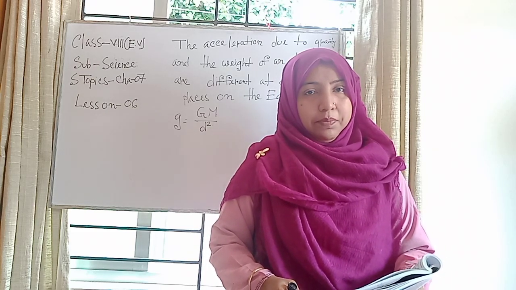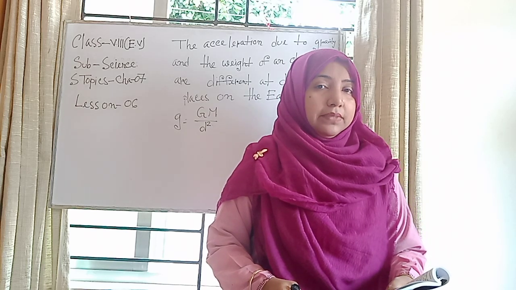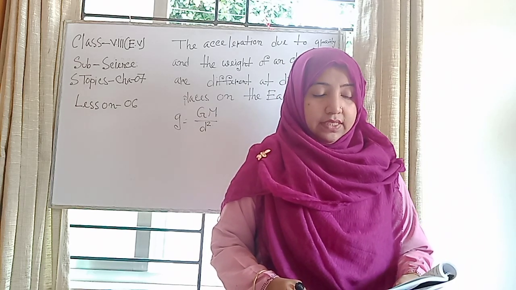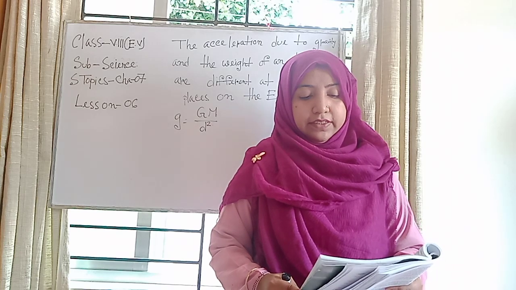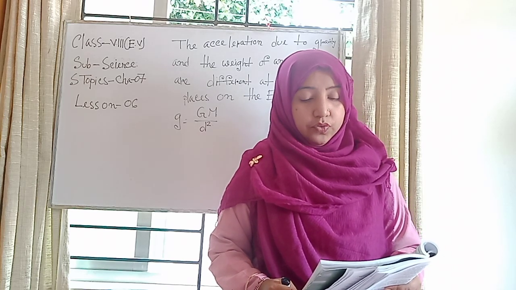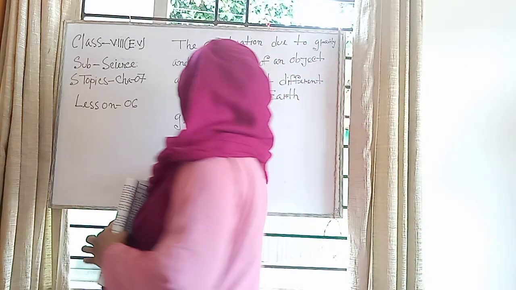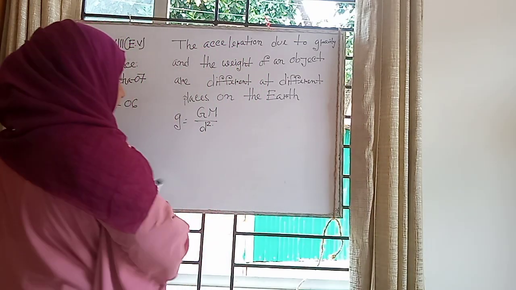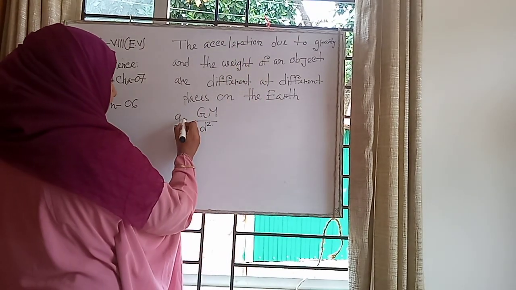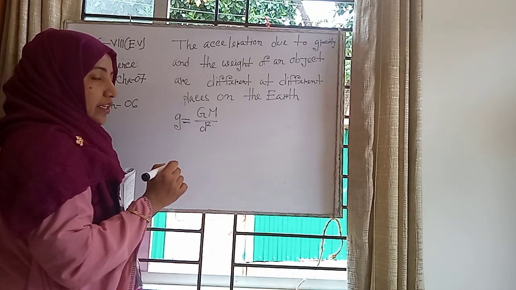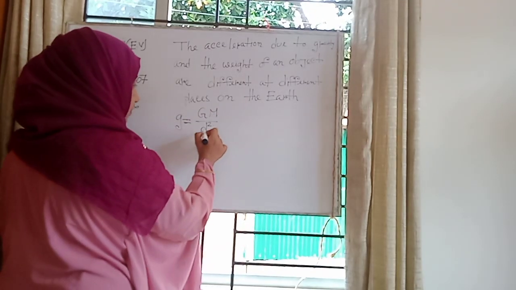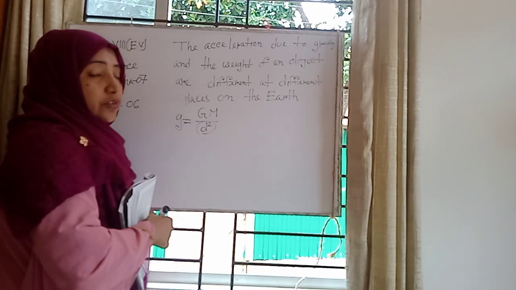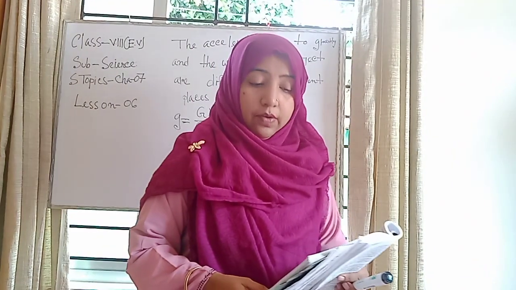Now, please everyone open your books to page number 75. The weight of an object depends on the acceleration due to gravity, g. Here I will write this: g is equal to G into M divided by d square. It's also the hypothesis.